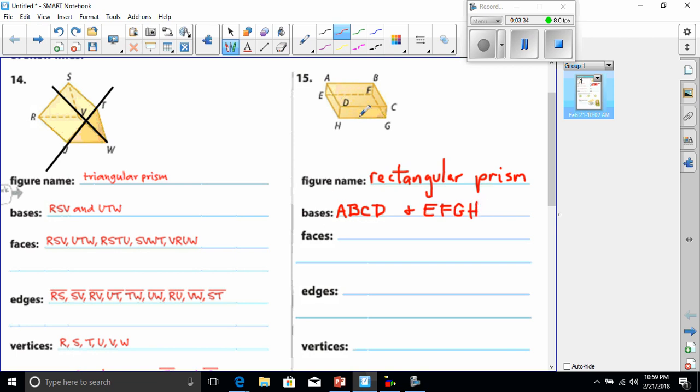All right, the faces are all the different faces, so all 6 sides that are here. So let's see, we'll have A, B, C, D, which was one of our bases. We're also going to have E, F, G, and H. And we're also going to have A, D, H, E. We're going to have C, D, H, G.